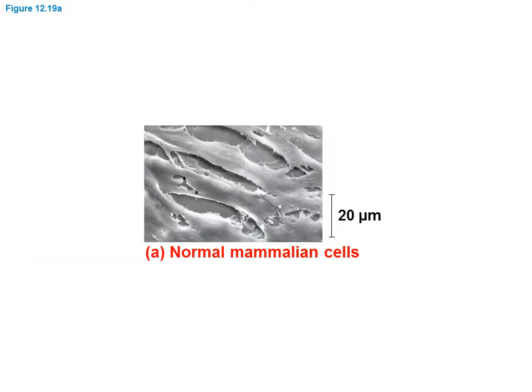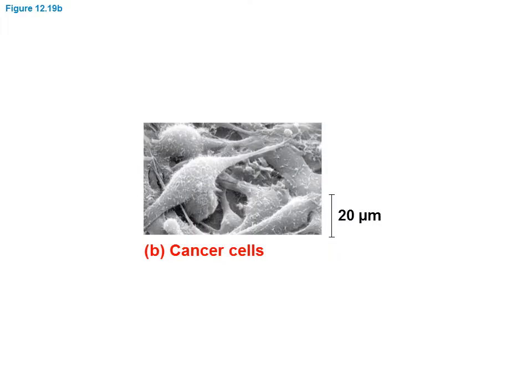This is a normal mammalian cell that follows the rules of density-dependent inhibition. This is an abnormal cell called a cancer cell. Notice that they are piling up on top of one another. This is not normal.